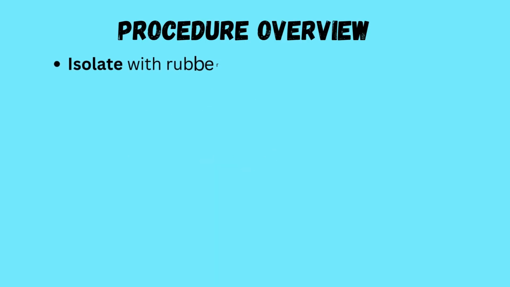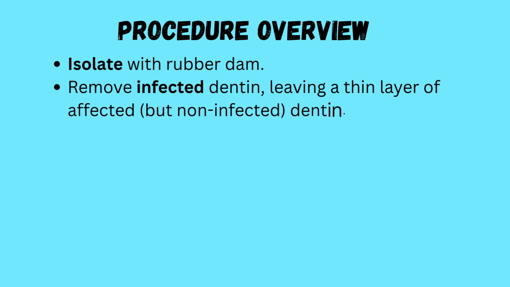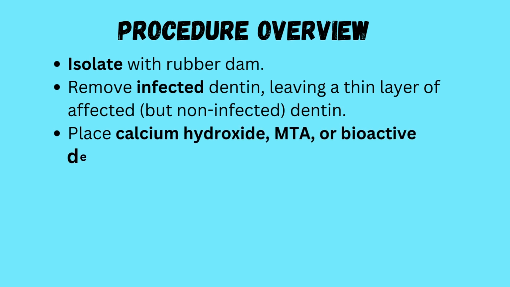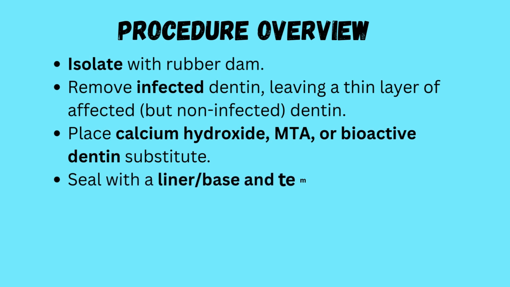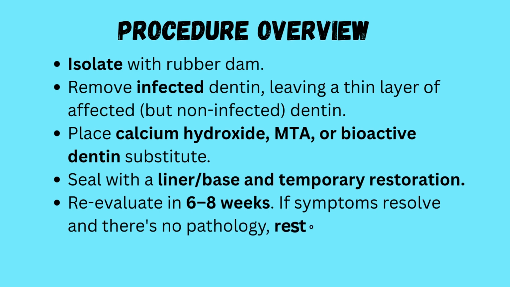How to do it? First, isolate the tooth with a rubber dam. Remove the infected dentin by leaving a thin layer of affected dentin. Infected dentin is the soft, outer layer of decay, teeming with bacteria, easily removed, and needing complete excavation. And affected dentin is the firmer, inner layer, demineralized but less bacterial, often left behind because its intact collagen can remineralize, requiring removal only until it feels firm and leathery, not soft and mushy.